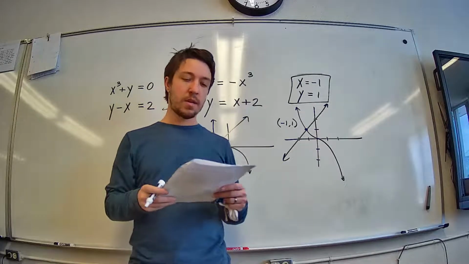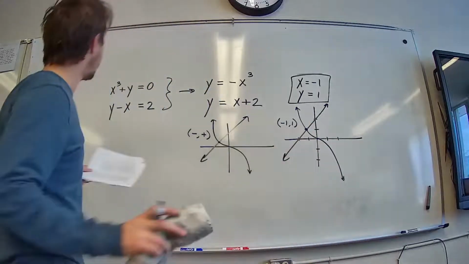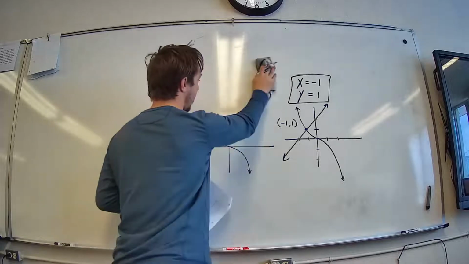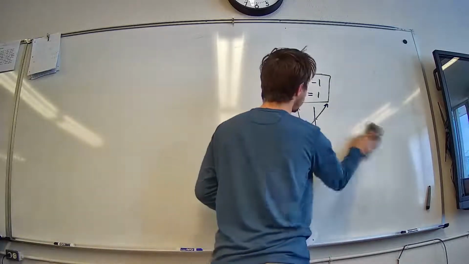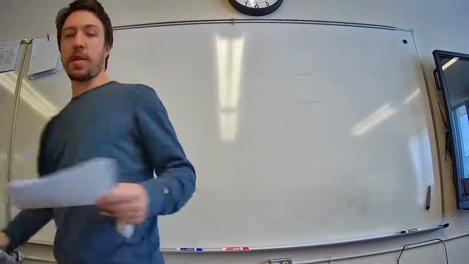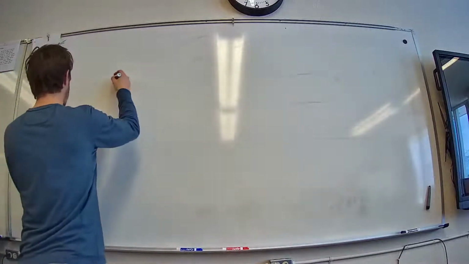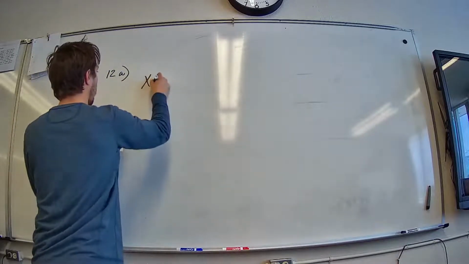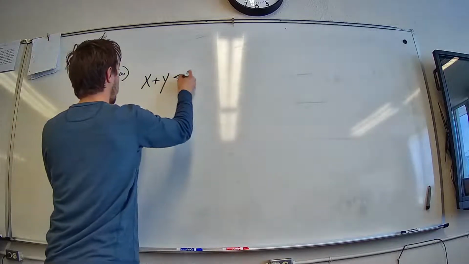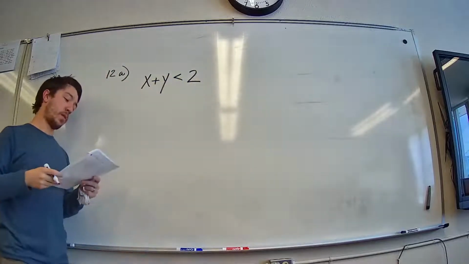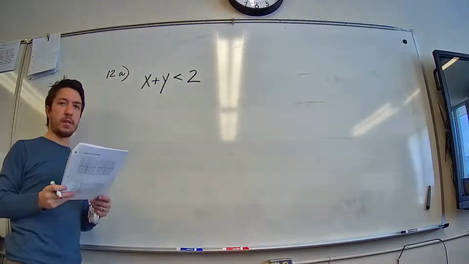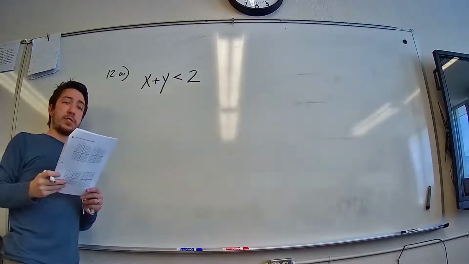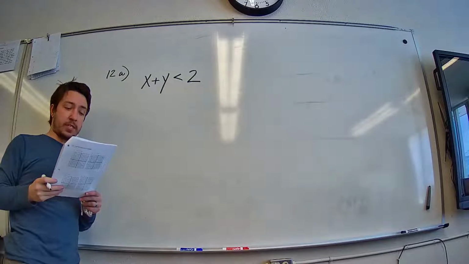Okay. All right, let's get into something that may be new, possibly. This is another thing that I'm guessing some of you covered last year, some of you didn't. All right. So 12. Let's look at 12A to begin with. The first thing you might notice when you look at this is it says graph the solution set for each inequality.